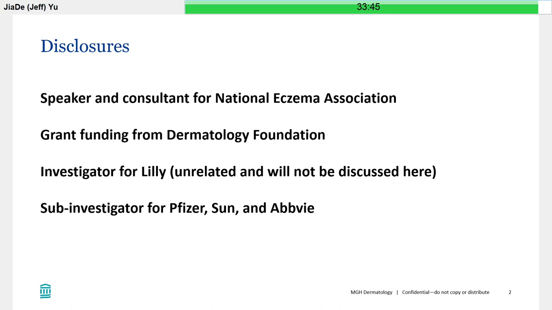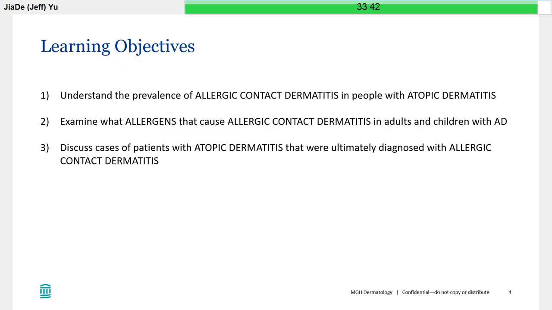Just some of my disclosures here, and the Derm Foundation has supported me, and some of the learning objectives I want to make sure that we cover today before the end of our session. I want everyone here to understand the prevalence of allergic contact dermatitis in people with atopic dermatitis. I want to make sure that we also understand what allergens are most common in allergic contact dermatitis in adults as well as children who have atopic dermatitis. And ultimately, I want to discuss a few of the cases that have come through my exam rooms that were diagnosed with allergic contact dermatitis, which led to significant improvement even though they had underlying atopic dermatitis.